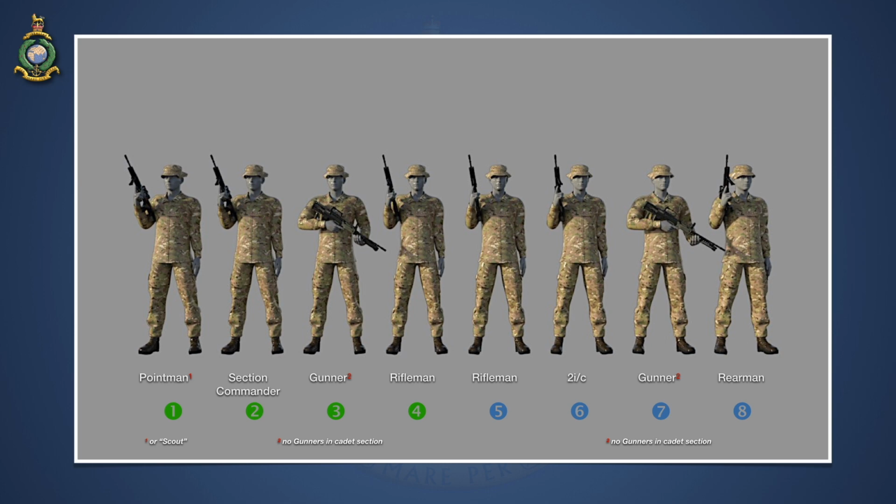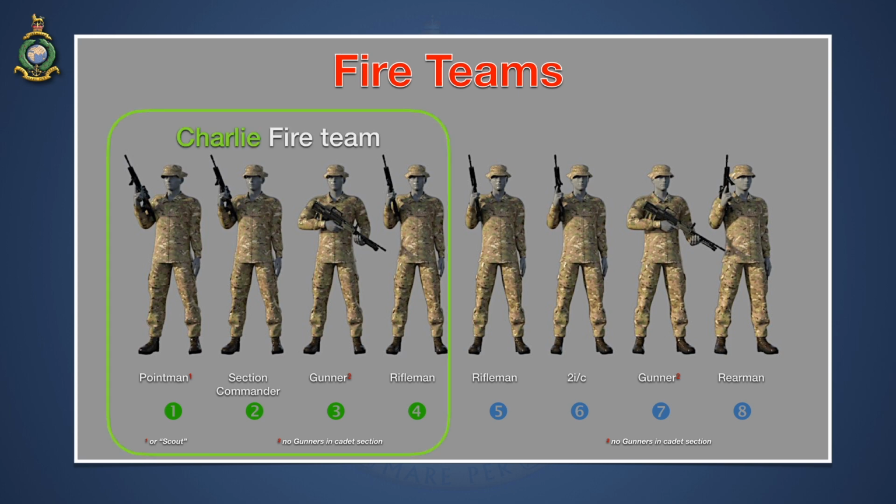Remember that we split the section into 2 fire teams. Charlie is led by the section commander, and Delta is led by the 2IC. So you see Charlie here, the first 4 members of the section, Delta, the last 4.